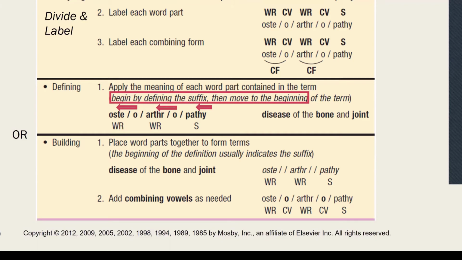The beginning of the definition usually indicates the suffix, as listed here. And this is just another one of those learning medical terminology tips that we need to start applying. So disease, pathy, is most likely going to be our suffix at that point. So we know we're going to have bone and joint, pathy: oste, arthr, pathy. And then how do we combine those? We have to use combining vowels.